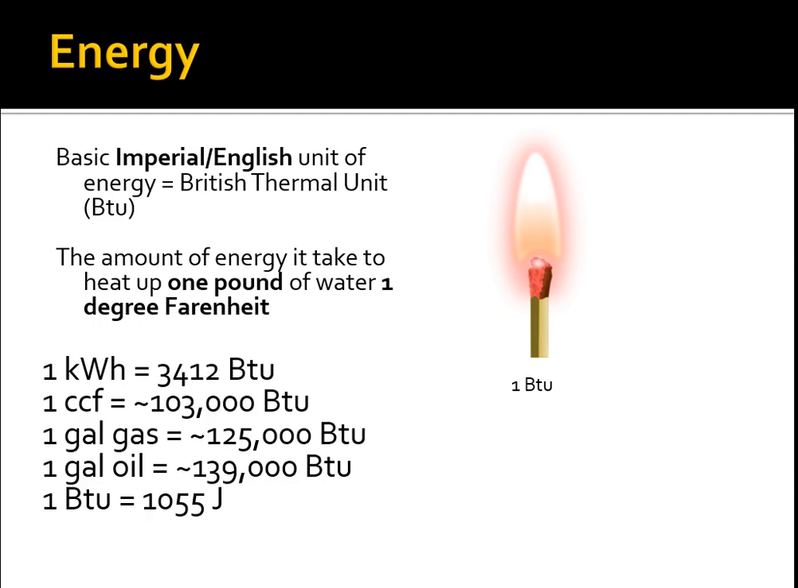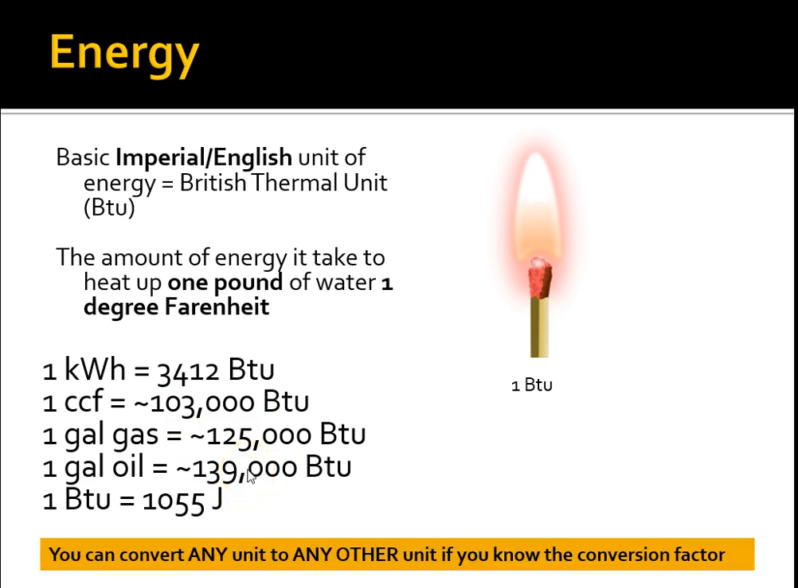Okay, so then we talked about unit conversions, and there's a number of energy units. Some are more specifically defined, like 1 kilowatt hour is equivalent to exactly 3,412 BTUs and change. 1 BTU is 1,055 joules. And then we have some other units that are not technically energy units, but we treat them as energy units when we're dealing with energy use in buildings, like a CCF, or 100 cubic feet of natural gas, a gallon of gasoline, a gallon of oil. So they all have equivalencies. And remember, one of the keys here is that you can convert any unit to any other unit if you know that conversion factor.